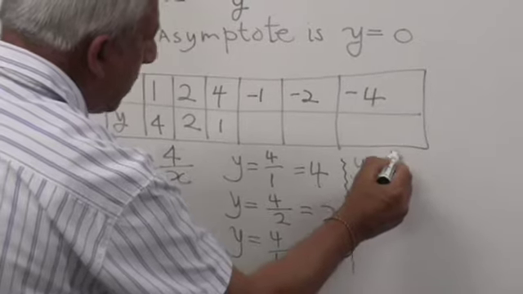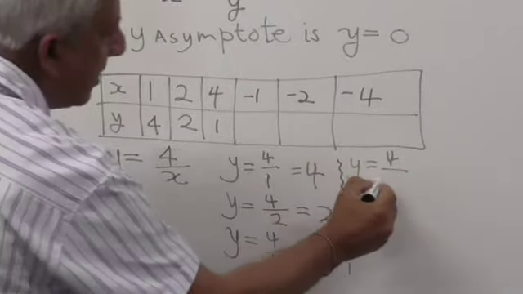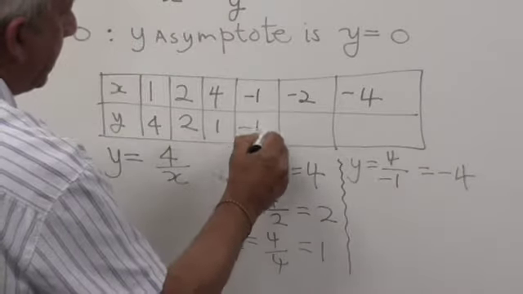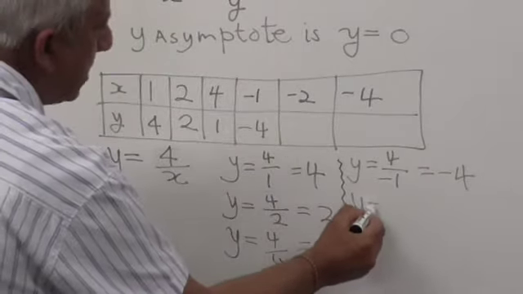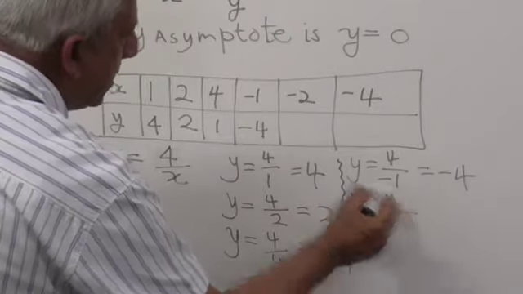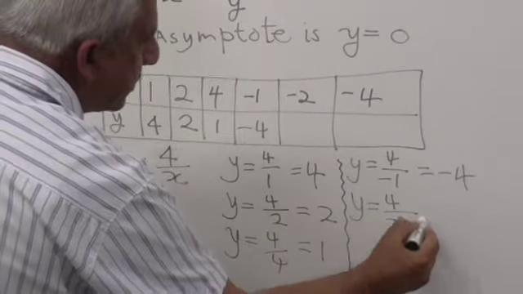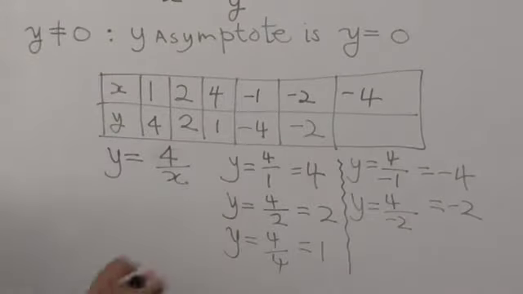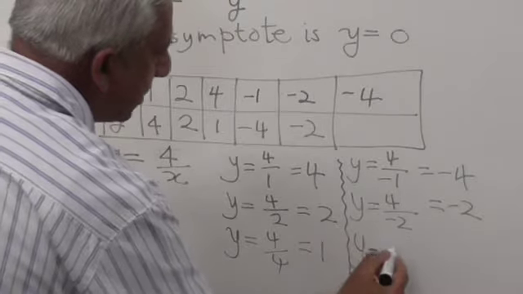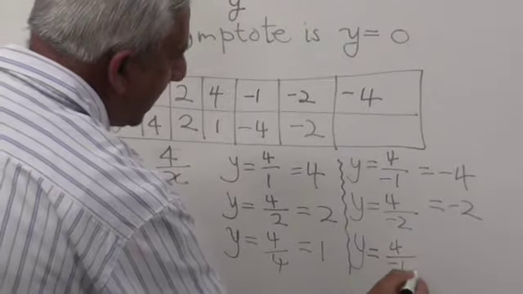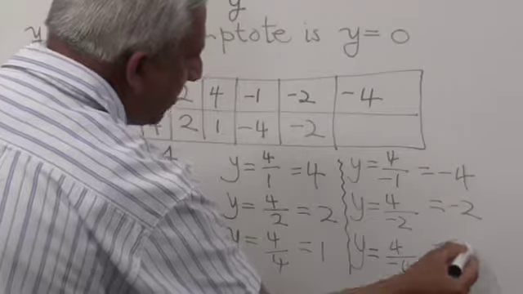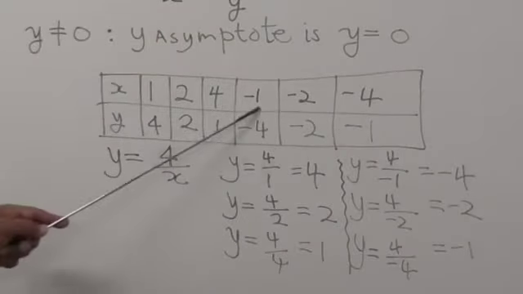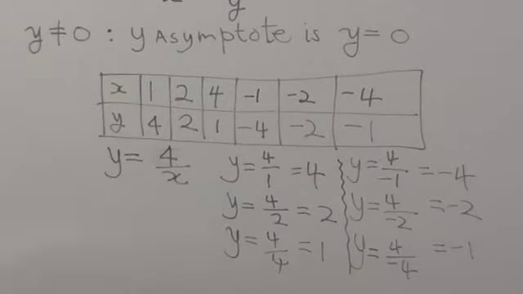Y is equal to 4 divided by negative 1, and that will give you negative 4. Y is equal to 4 divided by negative 2, and that will give you negative 2. And then finally, y is equal to 4 divided by negative 4, and that will give you negative 1. So now we have the ordered pairs ready to draw the graph.